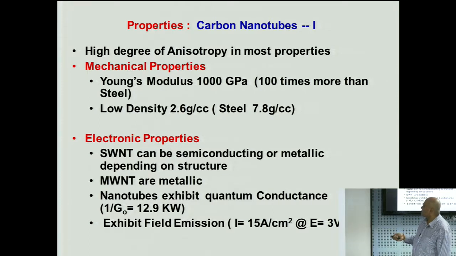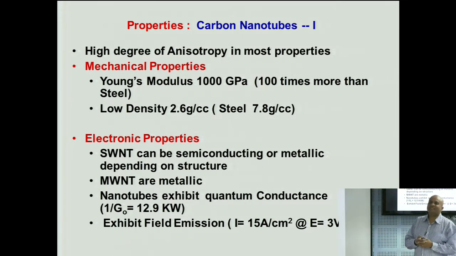The electronic properties, we also talked about that. We talked about single wall nanotubes and multi wall nanotubes. So, single wall nanotubes can be semiconducting or metallic, we will talk about that. Multi wall nanotubes are always metallic, because the single wall nanotubes are metallic or semiconducting depending on how they are rolled, but when you have multiple walls, how they are rolled does not become important. So, all nanotubes exhibit quantum conductance, we will talk about that.